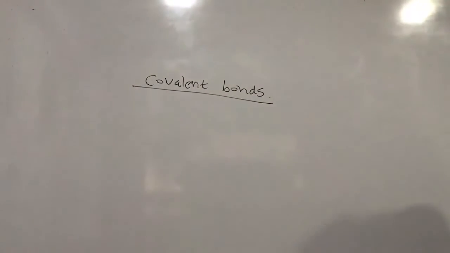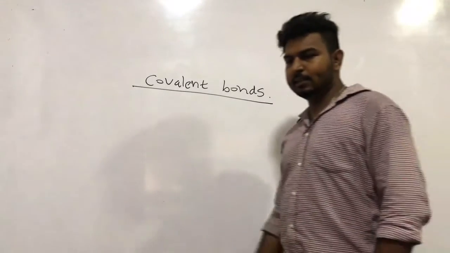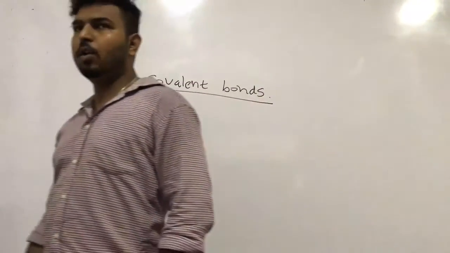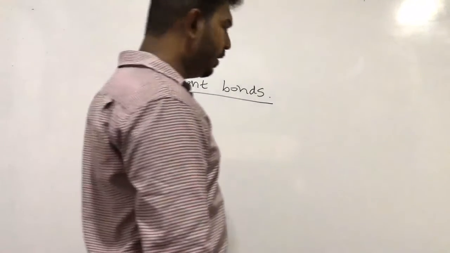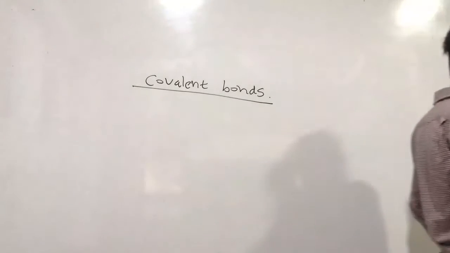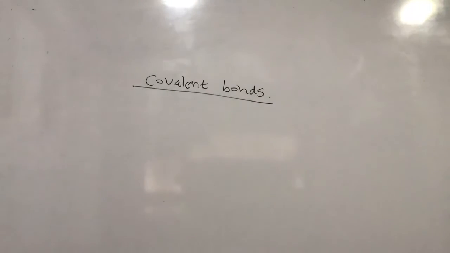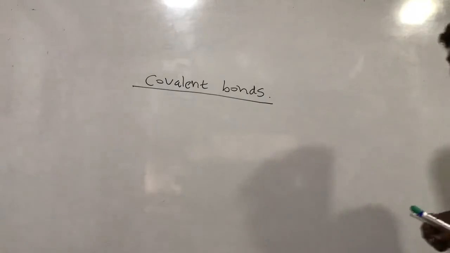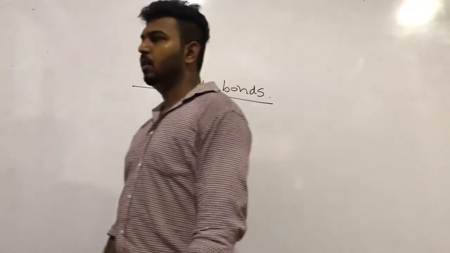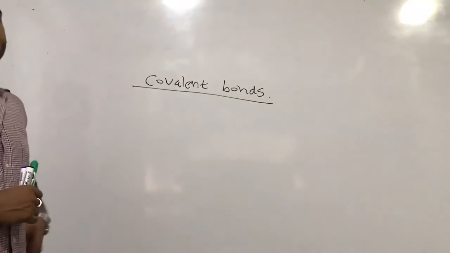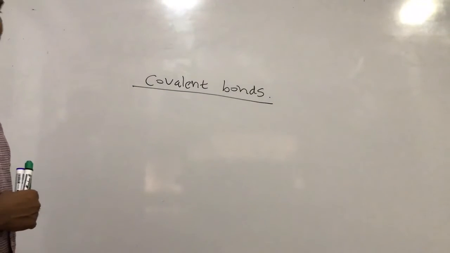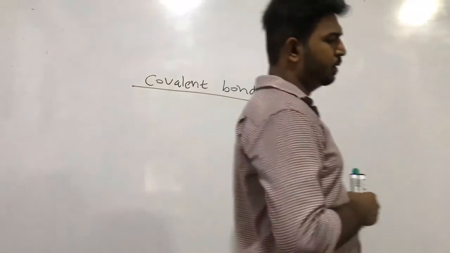Then, next point is atomic orbitals. Atomic orbitals undergo overlapping when covalent bonds are formed.